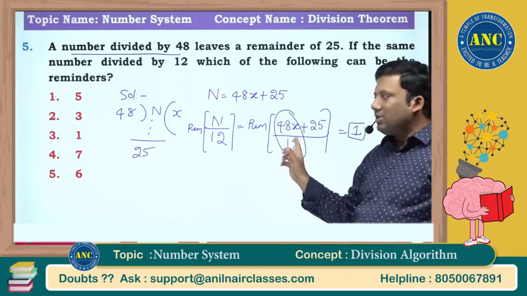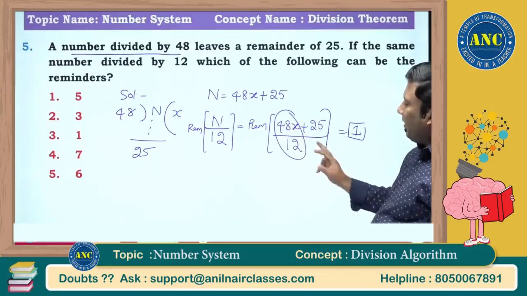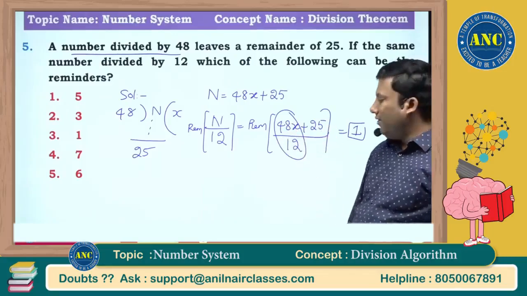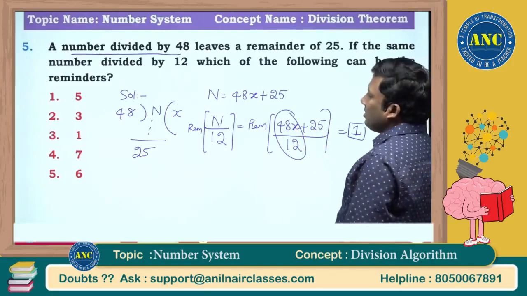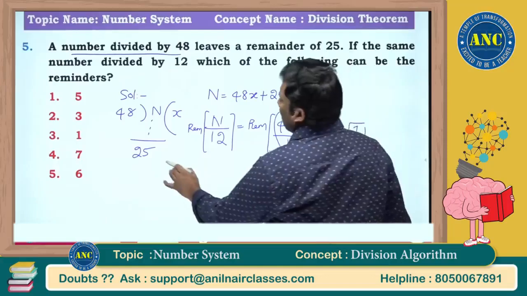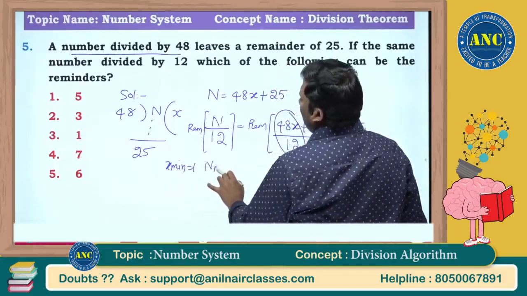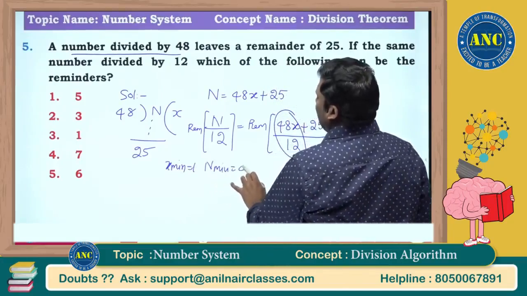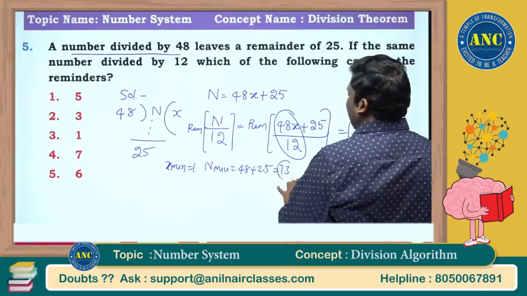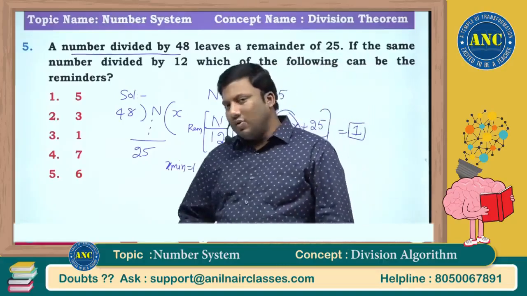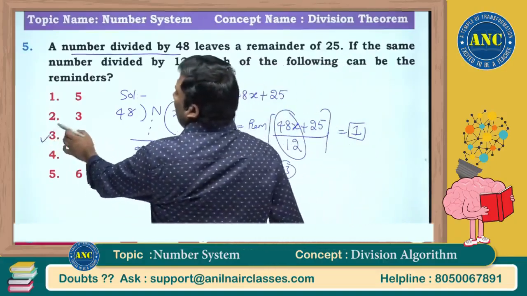What if this number is not perfectly divisible? That also we will discuss. 48 is perfectly divisible, and 25 divided by 12 leaves remainder 1. The answer is 1. Or you can put the minimum value x equals 1: 48 plus 25 is 73, and 73 divided by 12, 12 sixes are 72, remainder is 1. That was a foundation question.